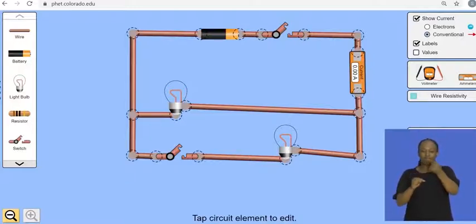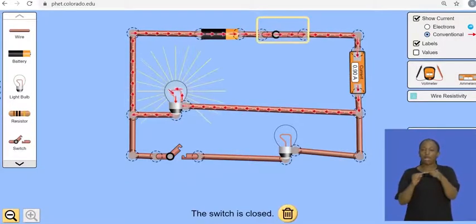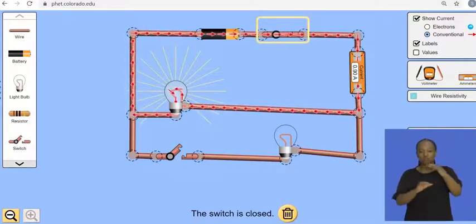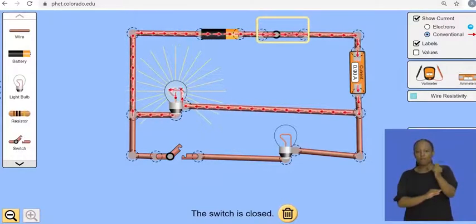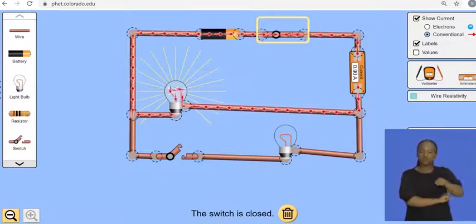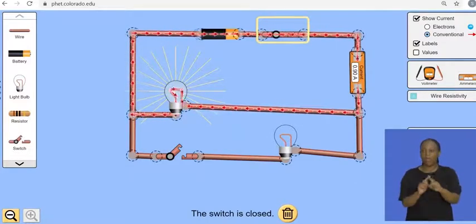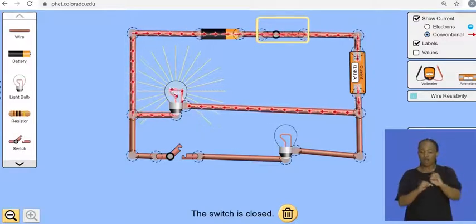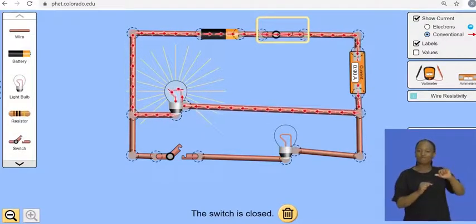But what if we complete the circuit, okay? What if we complete the circuit? There will be current in the circuit. So if we complete it, there is our conventional current flowing from the positive terminal to the negative terminal. The reason why there is no current in the other light bulb is because that part of the circuit is broken. So it's not complete because the switch is actually open.